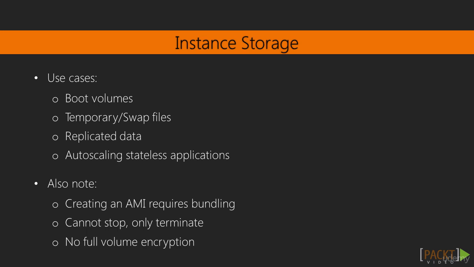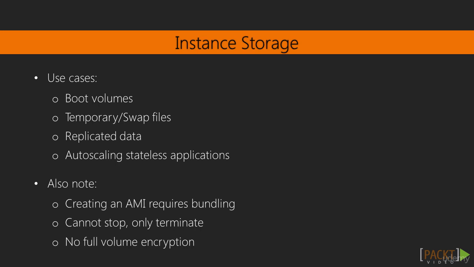You are allocated a certain amount of instance storage depending upon the size of the instance. So for example, you can see that with R3 instance types, the amount of storage can vary from 32 gigabytes for the large all the way up to 640 gigabytes for the 8x large. The two storage optimized instance types, the Ds and the Is, give you terabytes of instance storage.